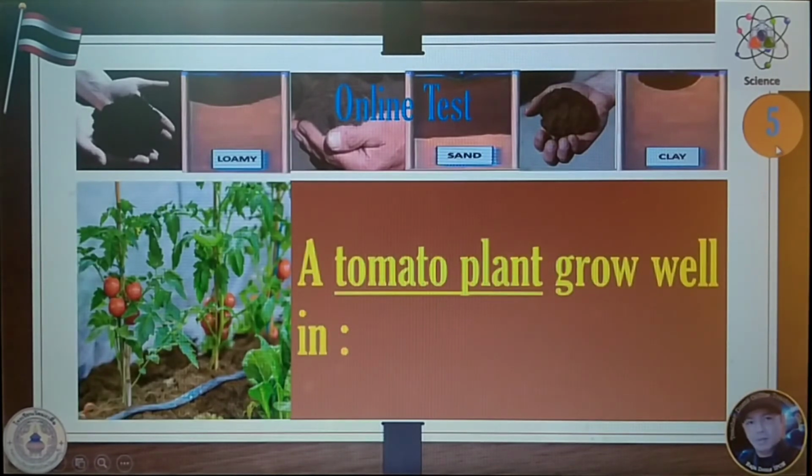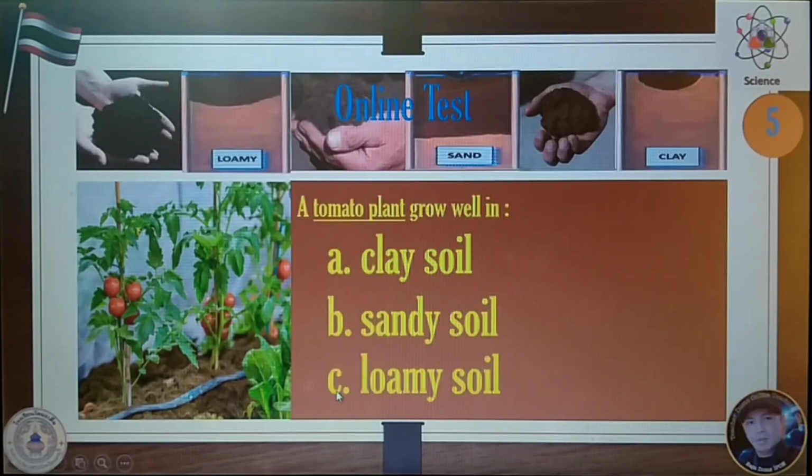Online test 5. A tomato plant grows well in A. Clay soil, B. Sandy soil, C. Loamy soil.